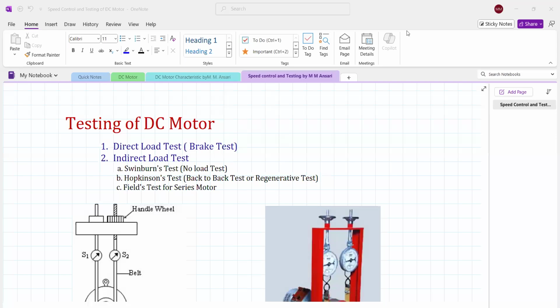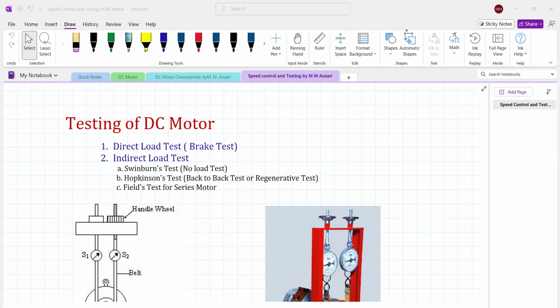Now, welcome to electrical machine lecture. Today we'll start a new topic, that is testing of DC motor. It is also called as a brake test, and second is the indirect load test or indirect test.